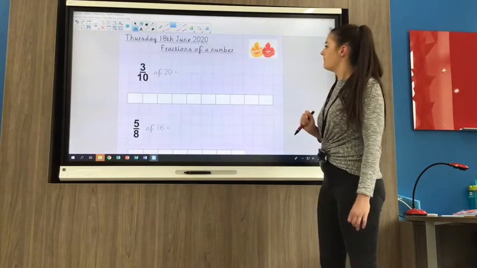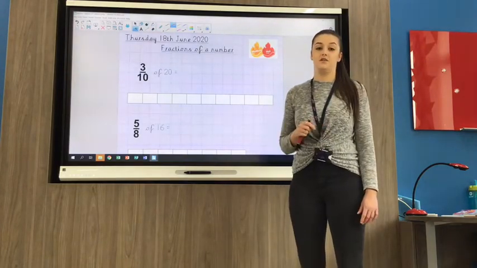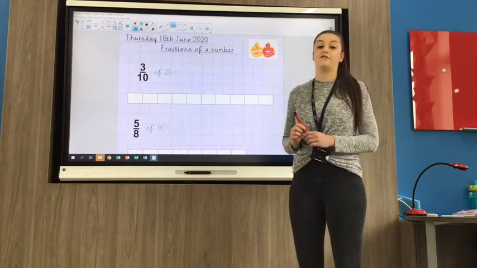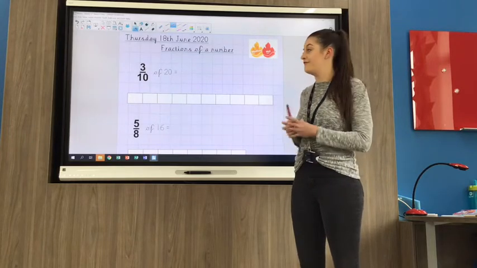So if you have done the mild sheets, you can stop the video now and continue with your work. If you've been doing the medium and hot, today you're going to find fractions of a number. Quite similar, but lots of different fractions.